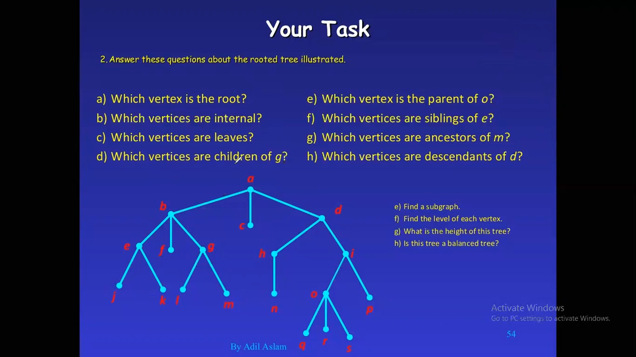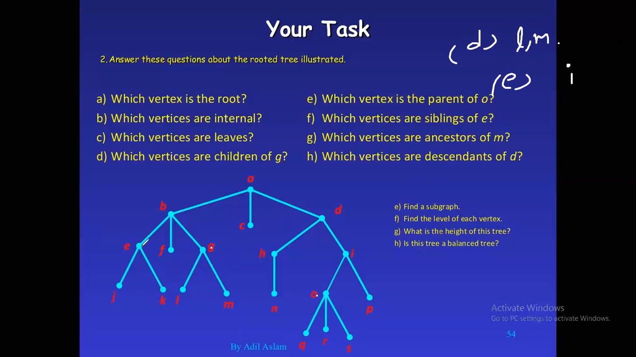Next, which vertices are the children of G? So D answer. Which vertices are children of G? L, M. Okay. Next, E answer: which vertex is the parent of O? Who is O's parent? I. E answer.